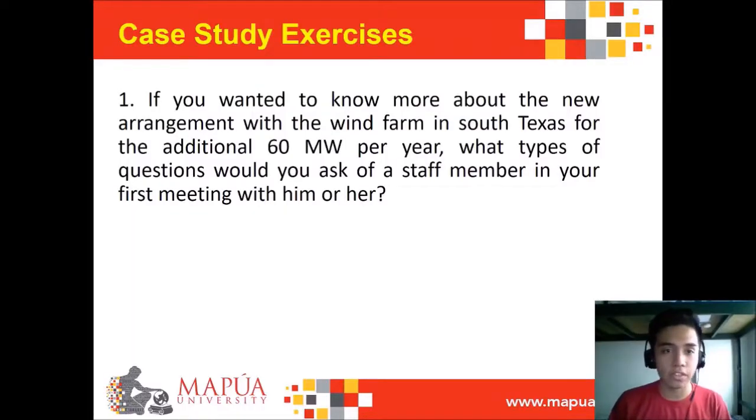So, number one, if you wanted to know more about the new arrangement with the wind farm in South Texas for the additional 60 megawatts per year, what types of questions would you ask of a staff member in your first meeting with him or her?